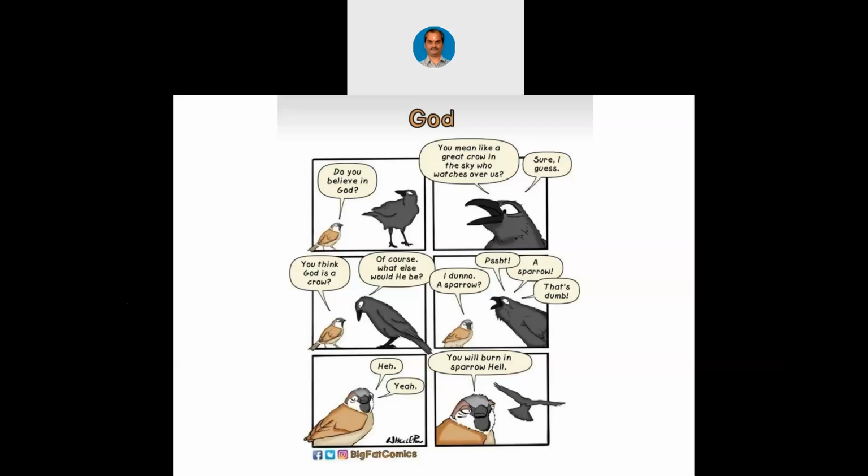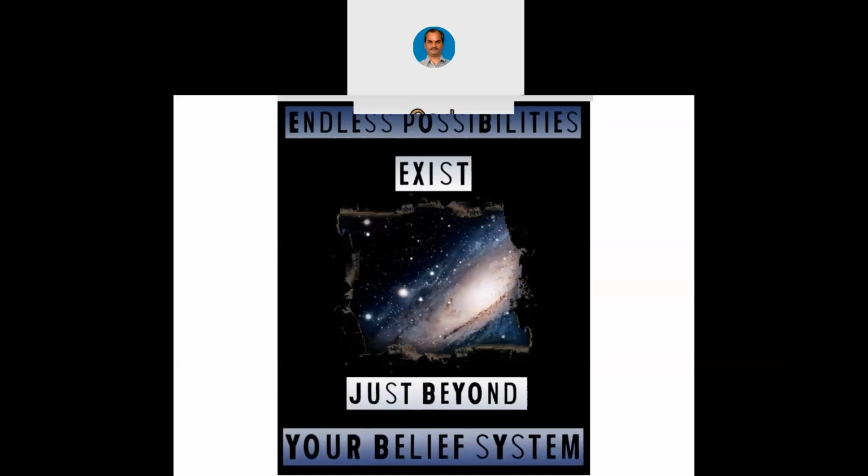Because we are into the 35th session now. In all the previous 34 sessions, I think now you have the basic realization of life, you have the basic realization of the self. Later on, it is up to you to improve yourself and to evolve yourself. Endless possibilities exist just beyond your belief system. You should neither be having the belief system of that sparrow, nor of that crow.